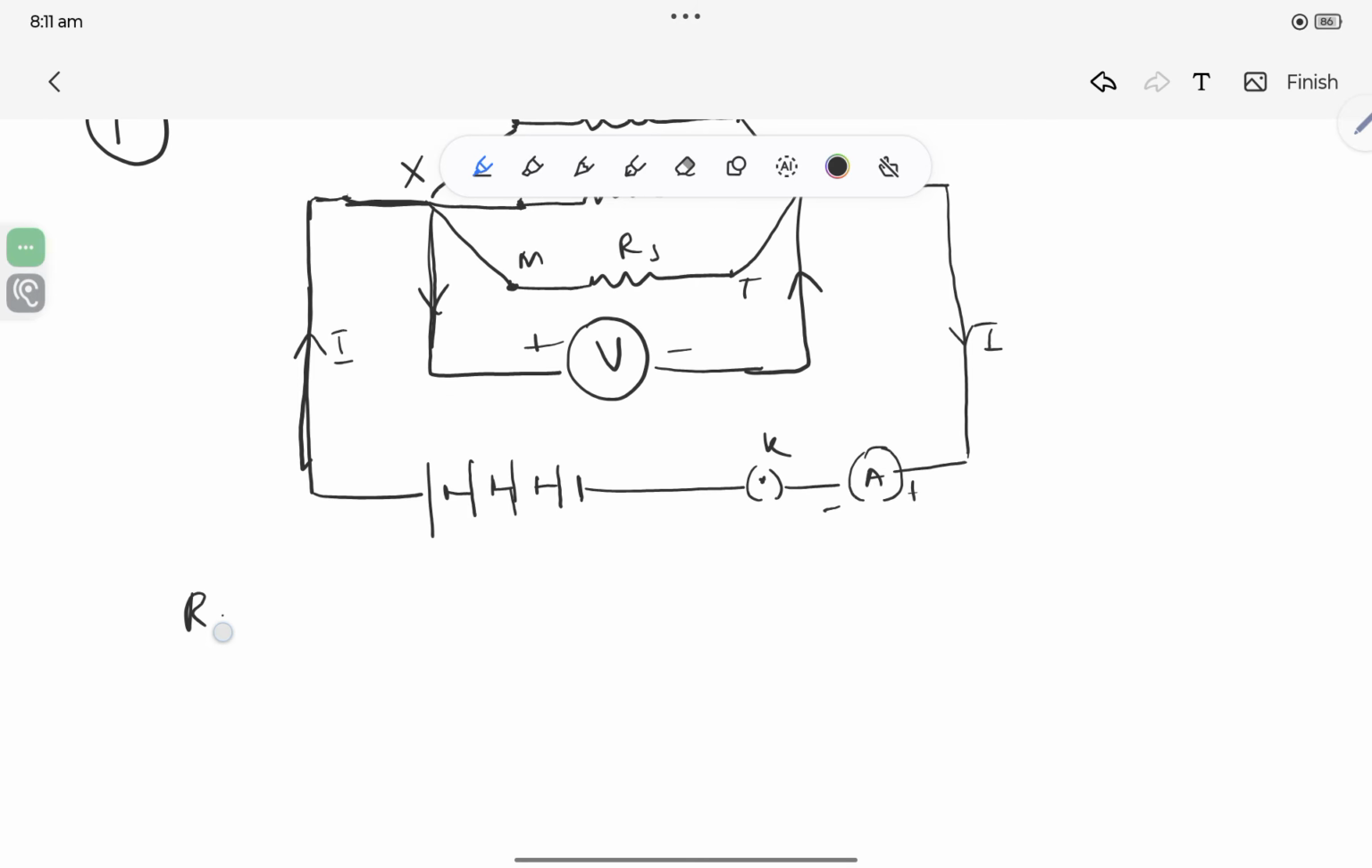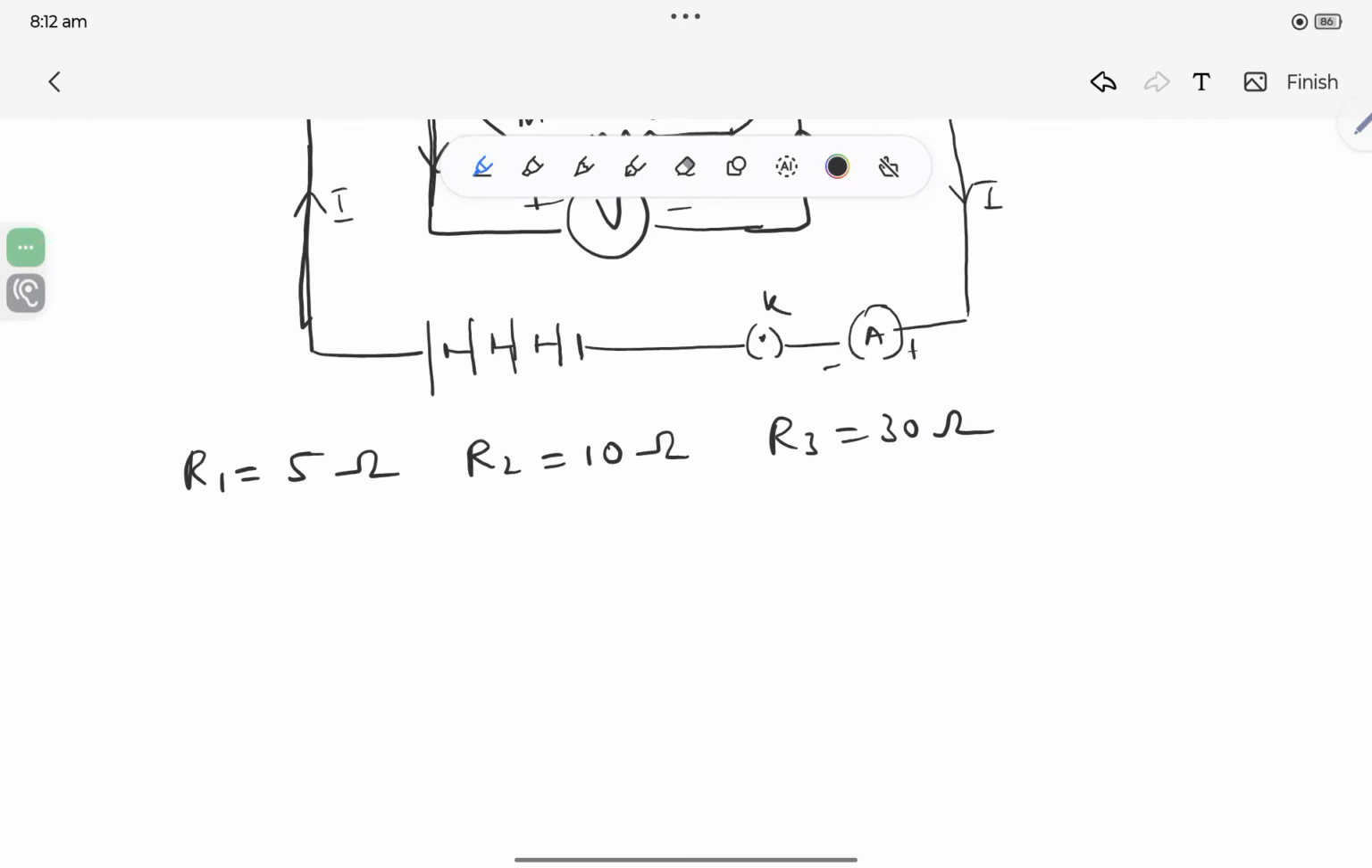R1 is equal to 5 ohm, R2 is equal to 10 ohm, R3 is equal to 30 ohm. And what they are asking is: calculate the current through each resistor.